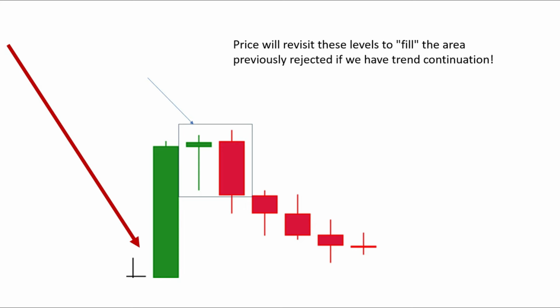What I'm doing here, as you can see in this green doji candle, is that right after the close I make a sell trade with a very tight stop loss above this green doji candle. And what happened here? As you can see, price will revisit these levels to fill the area previously rejected if we have a trend continuation. What it means is the next candle will fill this green wick. So the red candle after the doji candle, you see the black box on the screen, this candle is an example of WickFill. So we are filling this wick and we are going into a bearish move continuation.